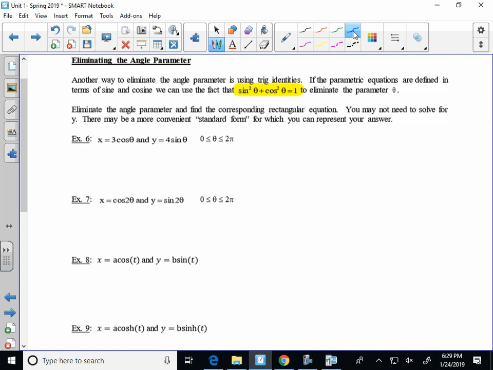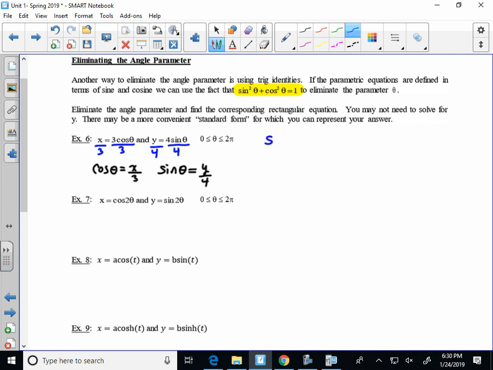Anyway, so if I'm going to make use of that piece of information, I might want to solve this for cosine theta and solve this one for sine theta. All right, so we'd be looking at cosine of theta is equal to x over 3. Sine of theta is equal to y over 4. All right. Looks good. Looks just like my screen.